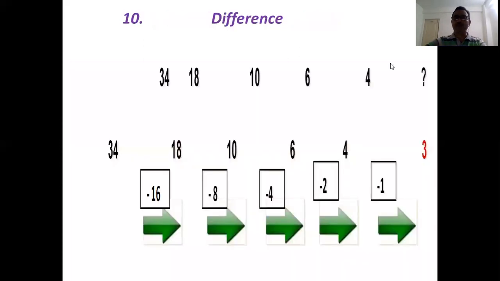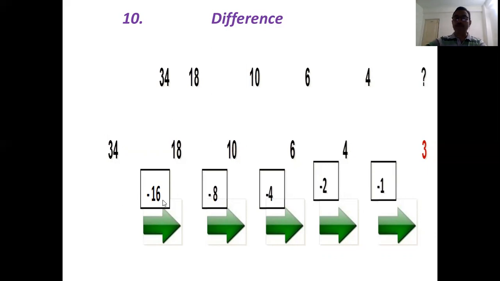Now we are coming to another important rule, that is difference. 90% of the sums in series are solved by the rule of difference. See, if you observe carefully, if you subtract 18 minus 2, you're getting a difference of 16. Then 10 minus 18, 8. 6 minus 10, 4. 4 minus 6, 2. So if you observe carefully, even in the difference, there is a certain pattern.